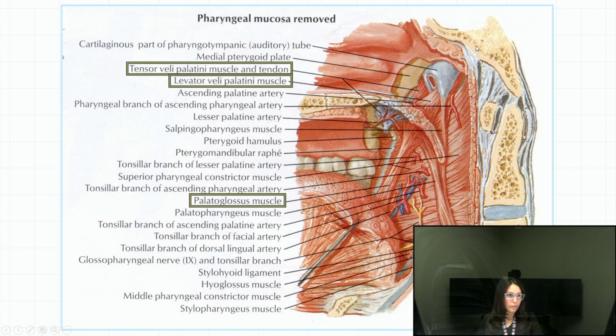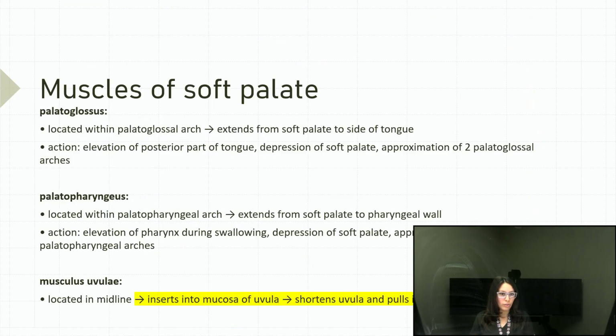If you notice over here, this is a cartilage that's continuous with the auditory tube. I don't know if you've ever seen this before, we're going to talk about it in another video, but the auditory tube is also known as the eustachian or pharyngotympanic tube. This is a structure that connects your pharynx with your middle ear, all right? So that's the importance of this structure.